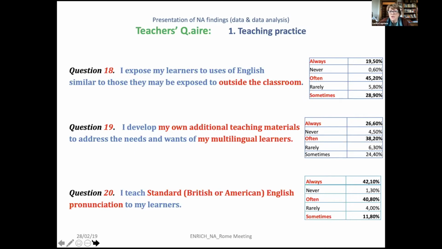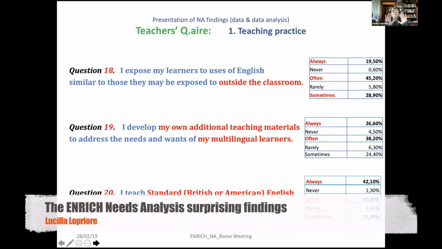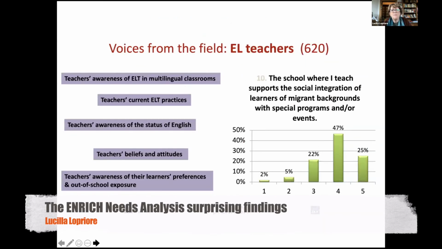They develop their own additional teaching materials to address the needs and wants of their multilingual learners. Here we've got a lower percentage, but they are there. They were also asked to respond to the statement, I teach standard British or American English pronunciation to my learners. Here we've got a very high percentage of people who said always, 42%, and often 40%. So here you've got a first representation of the teachers who responded to the questionnaire.